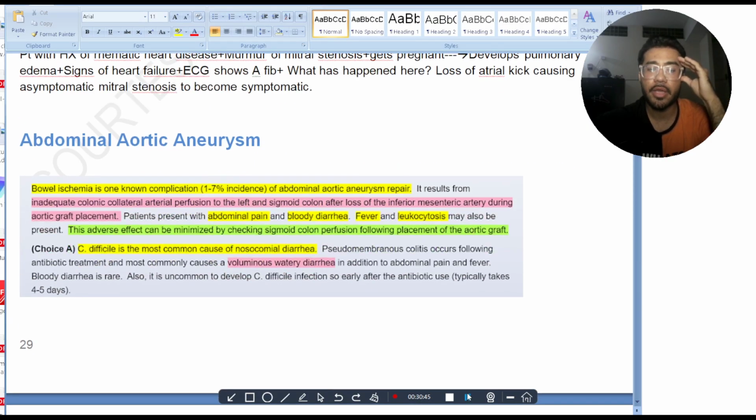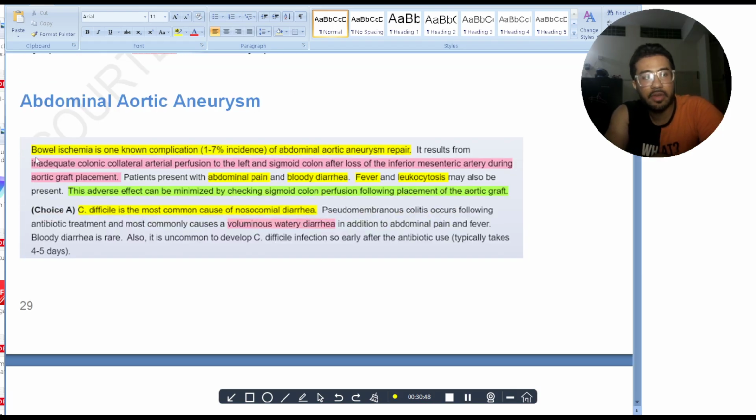So, abdominal aortic aneurysms. Let's give it a read here. This is one of the scenarios where a patient that has undergone repair of the abdominal aortic aneurysm develops bloody diarrhea and abdominal pain after the procedure, 1 or 2 or might even be 3 days. And they ask what is the reason behind the patient's symptoms. So there are two differentials here. One is C. diff and the other one is abdominal bowel ischemia.